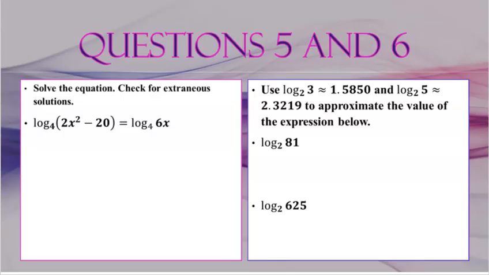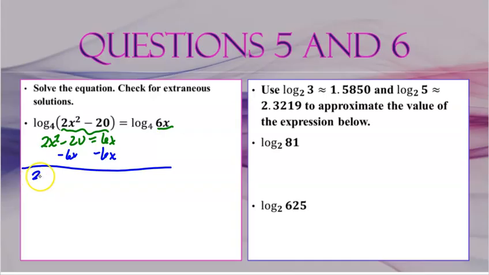Question 5. Solve the equation, check for extraneous solutions. Now if the bases of the logarithms on each side are the same, that means everything else is going to equal each other. So this gives us 2x squared minus 20 equals 6x. We want to get everything to one side with a positive x squared. So I'm going to subtract 6x on both sides. And this is going to give us 2x squared minus 6x minus 20. That's going to equal 0.